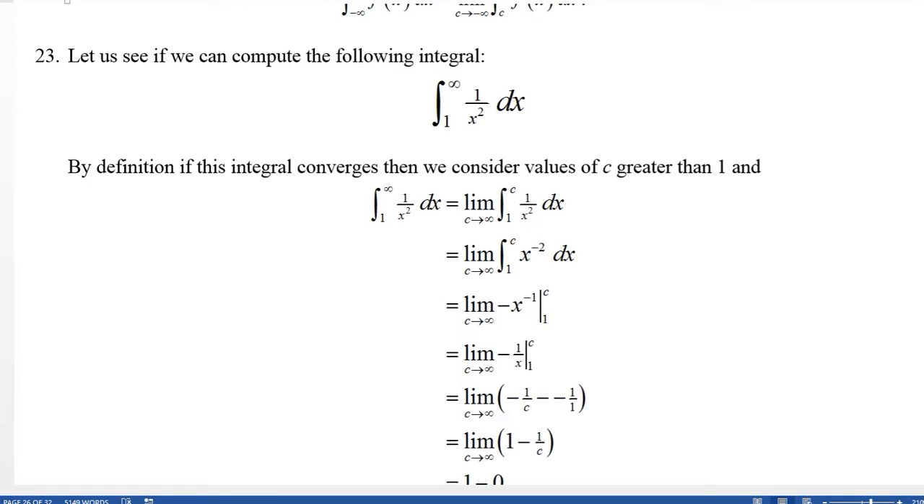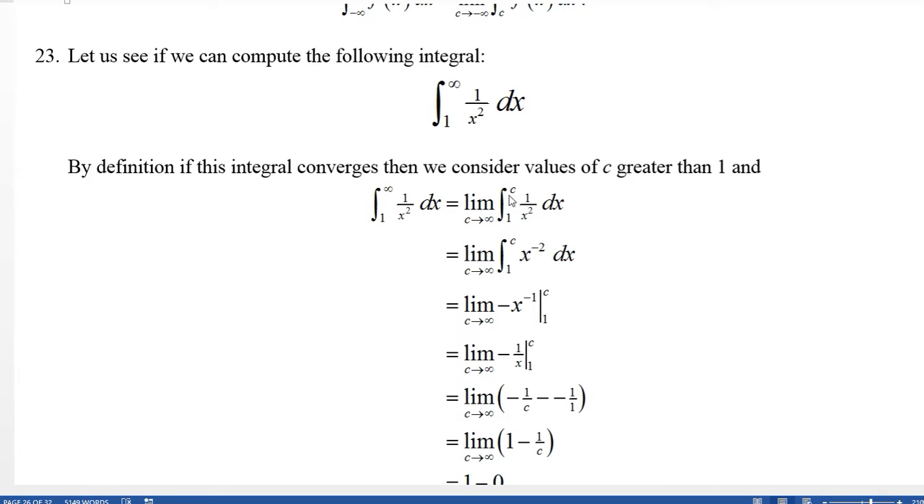Let's look at a couple of other examples where we take a limit. This time we're going to go as x goes to infinity, so the upper limit is going to be infinity. We take the integral from 1 to infinity of 1 over x squared dx. By definition, that's the limit as c approaches infinity of the integral from 1 to c of 1 over x squared dx, if such a thing actually exists.